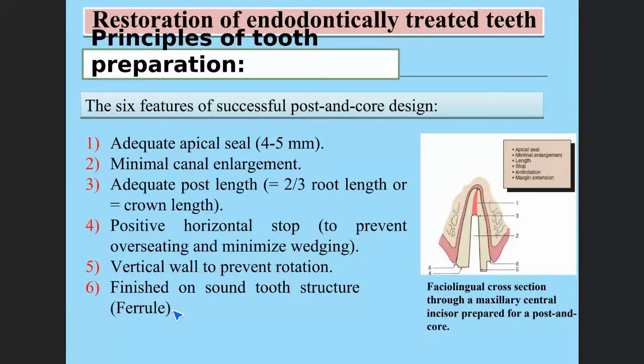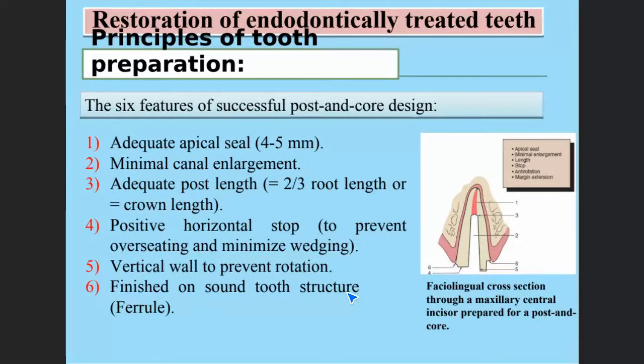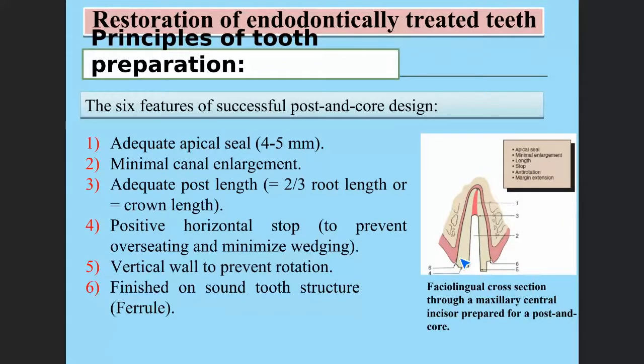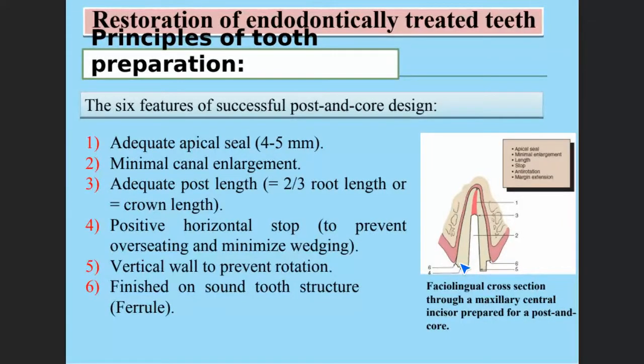The last is you have to finish your restoration on sound tooth structure. So you have to provide a ferrule, as I told you. Between the core and the finish line, there should be at least 1.5 to 2 mm sound tooth structure. We call it a ferrule.